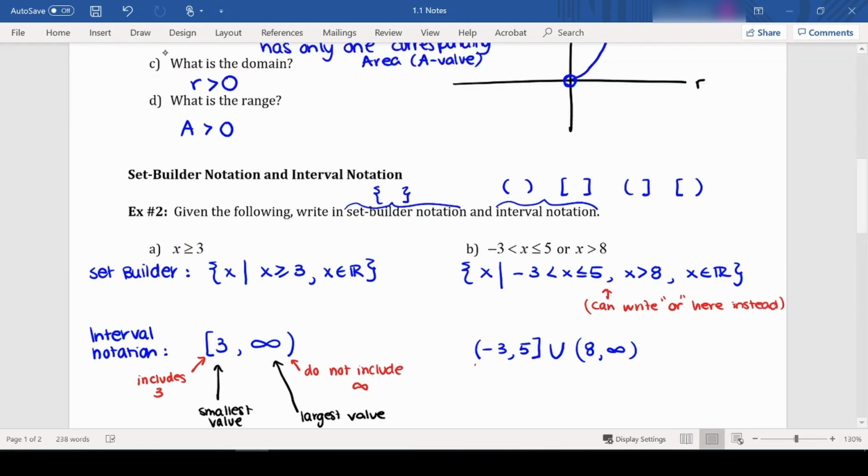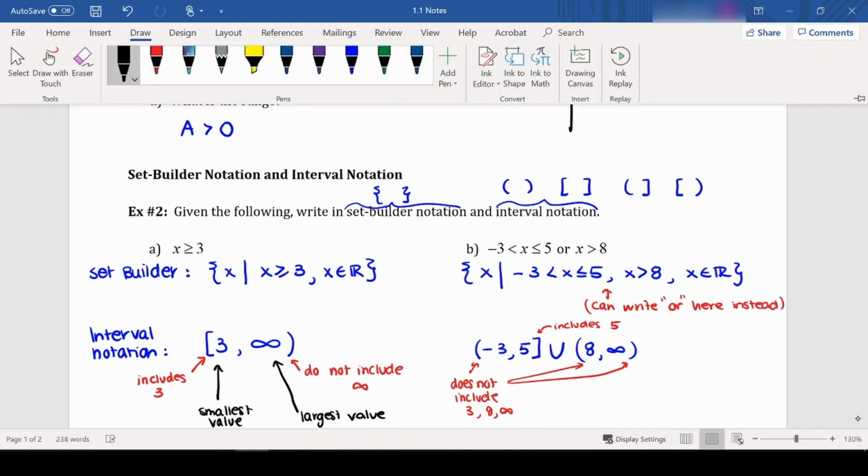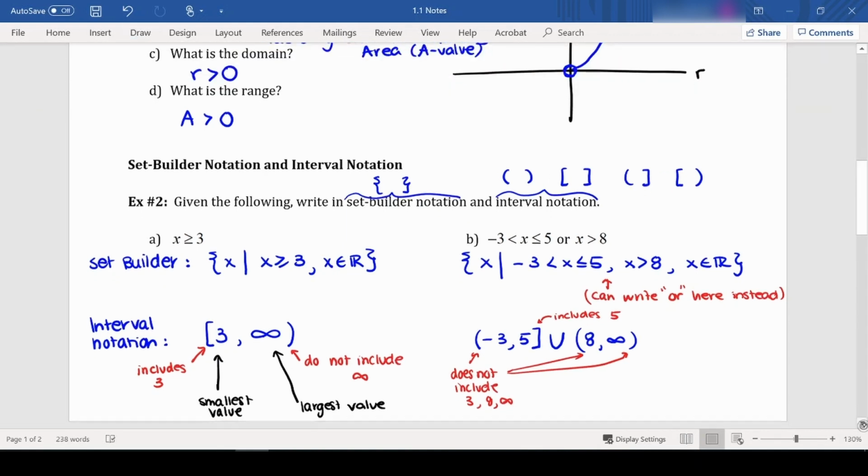This means does not include. Okay. This one means includes 5. Okay. And this union sign, this U here, means union of.